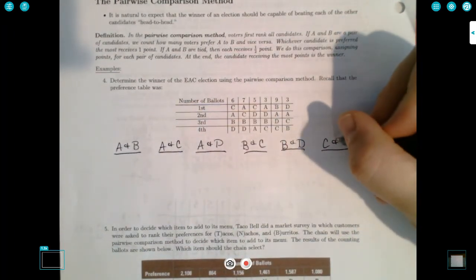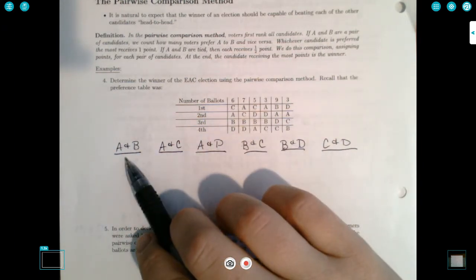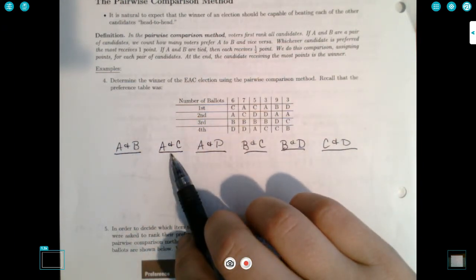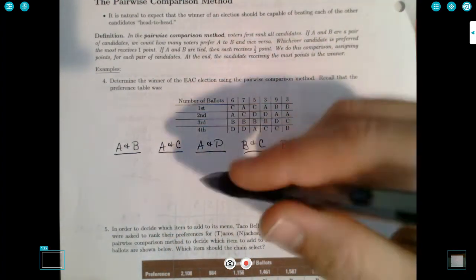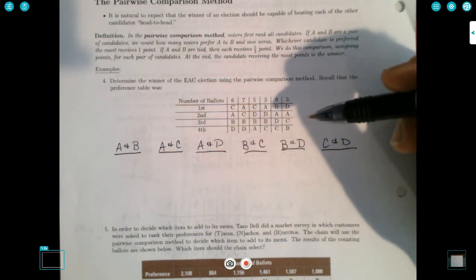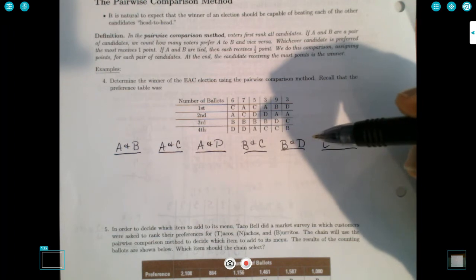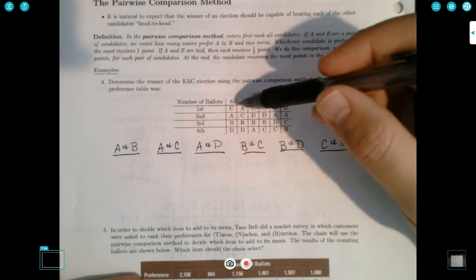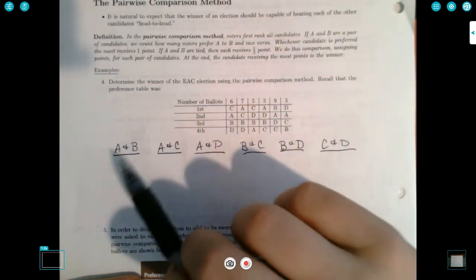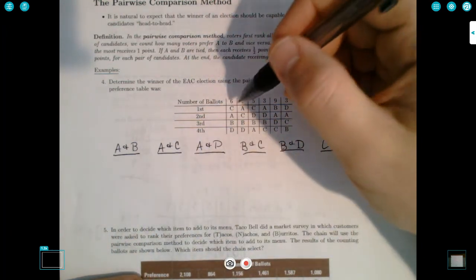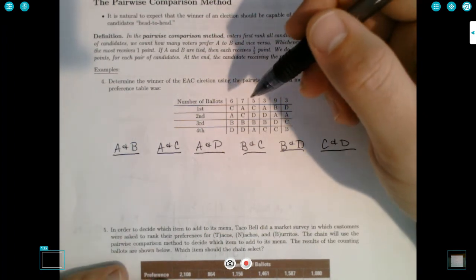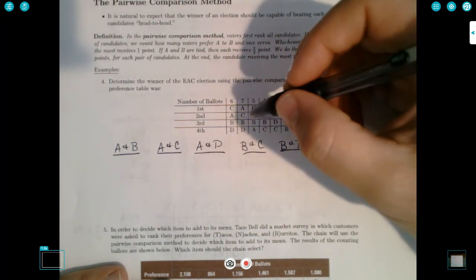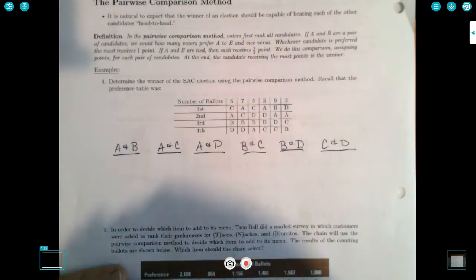Basically what we're looking for is, if A and B ran head-to-head, who would be the winner? If A and C ran head-to-head, who would be the winner? If B and D ran head-to-head, who would be the winner? We can determine that by looking at the preference table. For comparing A and B, we look at all of the columns where A was ranked above B, and those count in A's favor. Then we look at the columns where B ranked above A, and those count in B's favor.